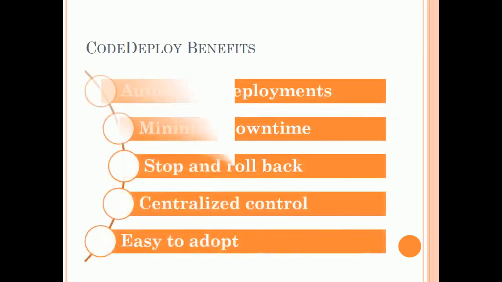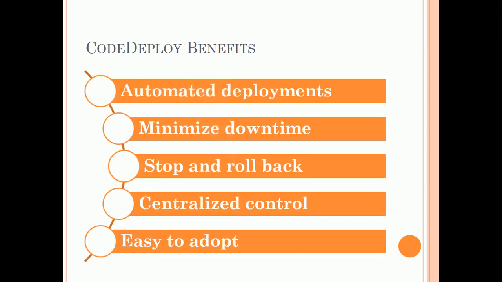CodeDeploy benefits, or we can say the CodeDeploy features. There are basically 5 major features and benefits of CodeDeploy. First is automated deployments. AWS CodeDeploy fully automates your application deployment across your development, test, and production environments. The second is minimize downtime. AWS CodeDeploy helps us to maximize the application availability. So it will minimize the downtime of the applications.